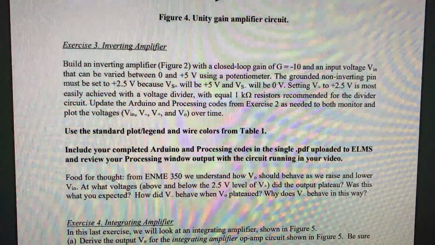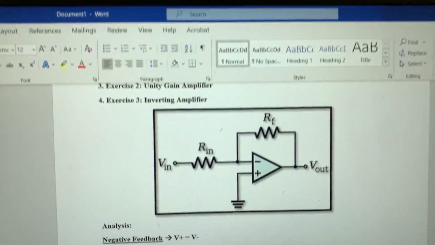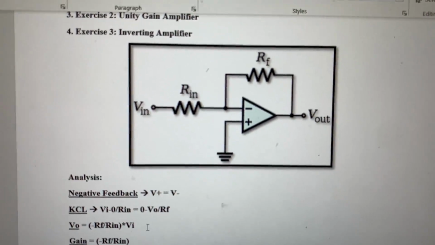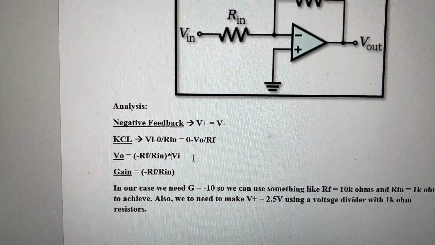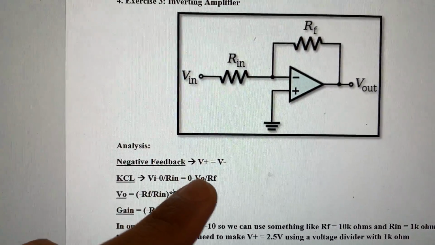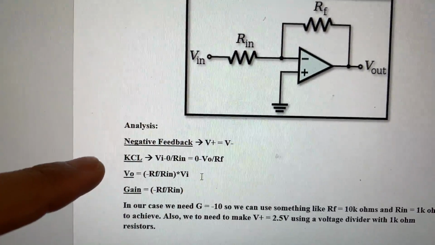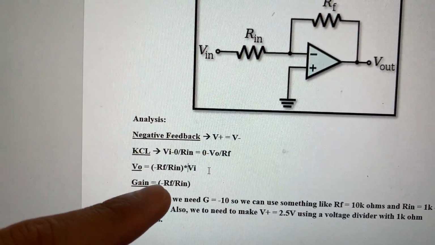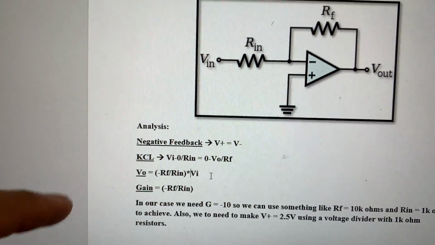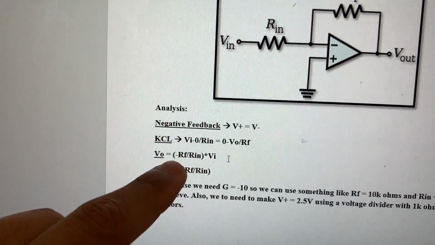So moving on to exercise 3, inverting amplifier, this is what we have. This is a circuit for an inverting amplifier, and this is the analysis to find V out. We first make V plus equal to V minus, and we do KCL, and then we find that V out is equal to negative RF over Rn times Vn. And our gain is this term right there.